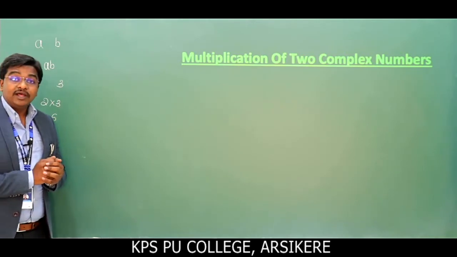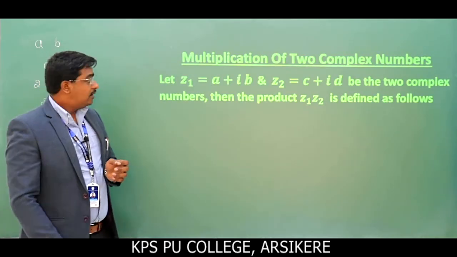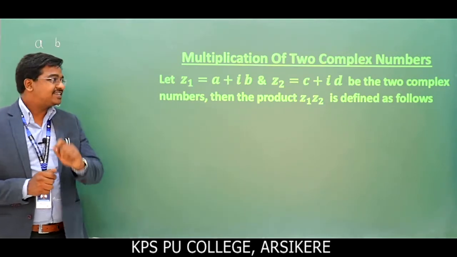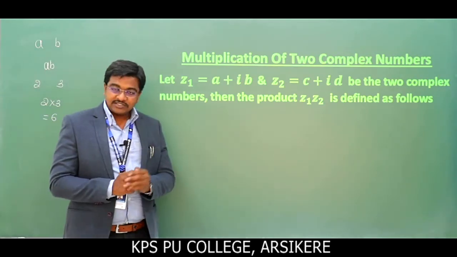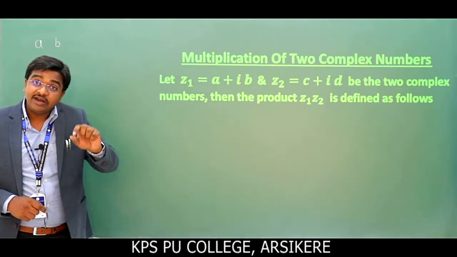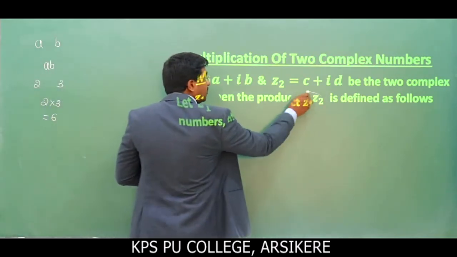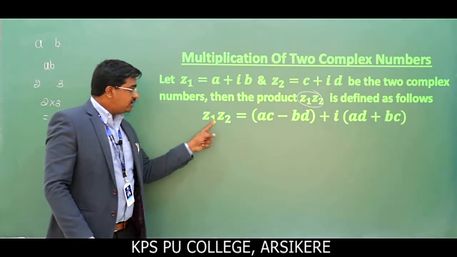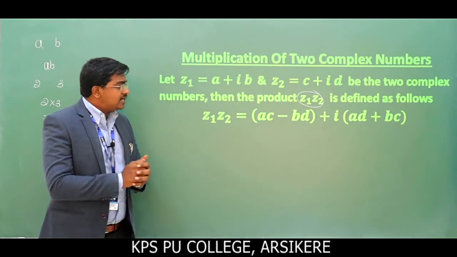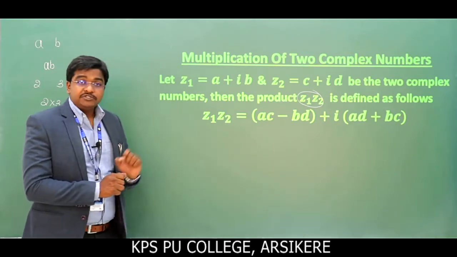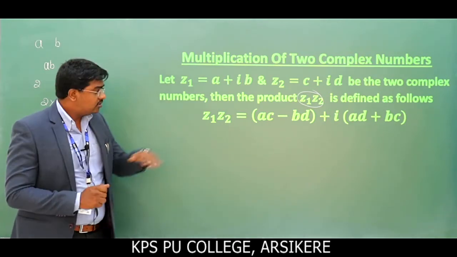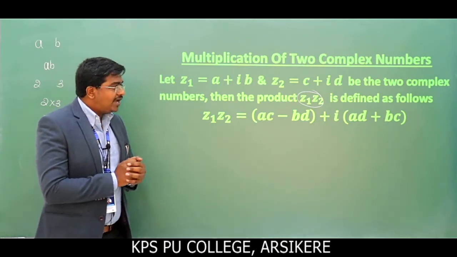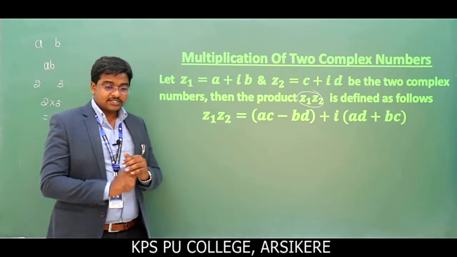Multiplication of two complex numbers. Let z1 is equal to a plus ib and z2 is equal to c plus id be two complex numbers. Then the product z1 into z2 is defined as z1 into z2 is equal to ac minus bd plus i times of ad plus bc. You may ask, so how comes ac minus bd? What about i into ad plus bc? Now I will explain.